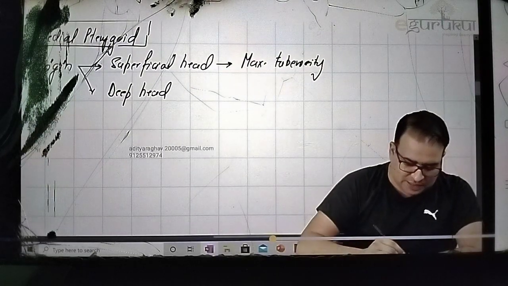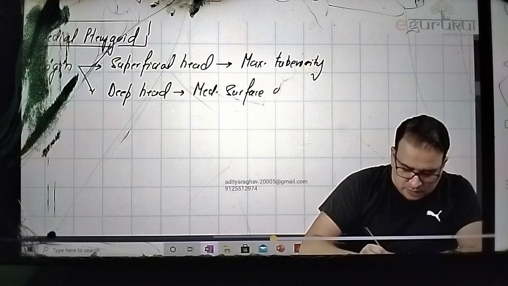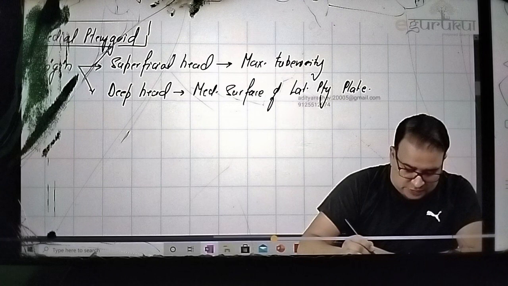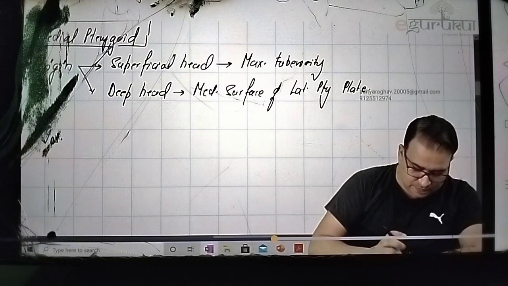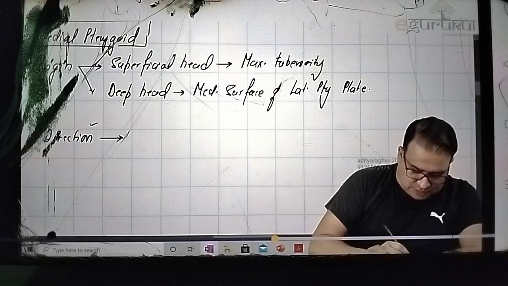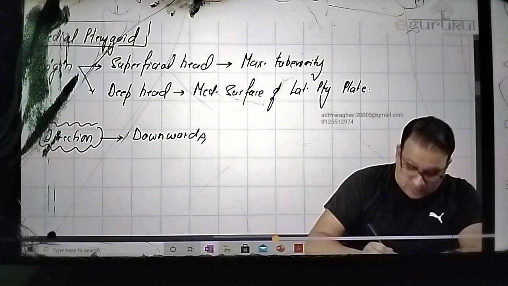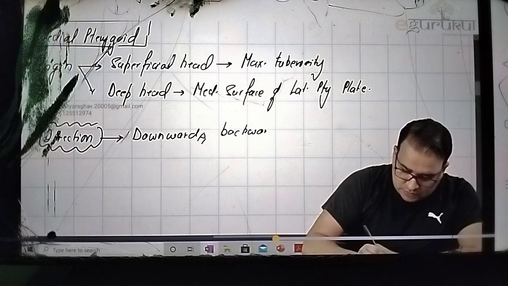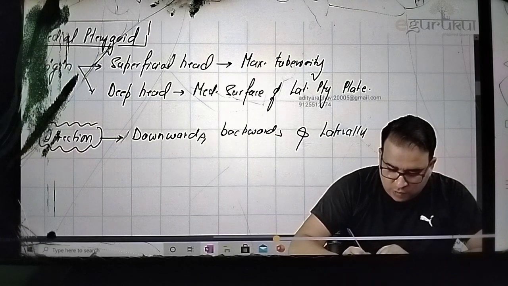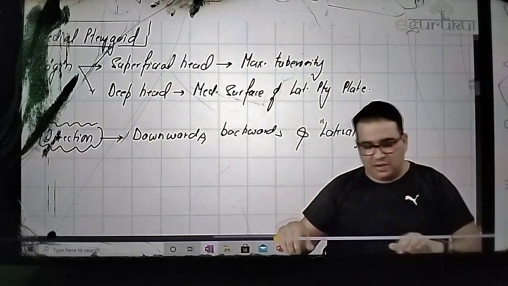But superficial head, maxillary tuberosity, deep head is coming from the medial surface. Medial surface of which plate? Lateral pterygoid plate. Medial surface of lateral pterygoid plate. Direction. This muscle direction is just like masseter. It is coming downwards, going backwards, of course, downwards and backwards, and laterally. I really hope you have understood the laterally concept, that the muscle origin is medial and the insertion more outside on the mandible, so it is running laterally also.